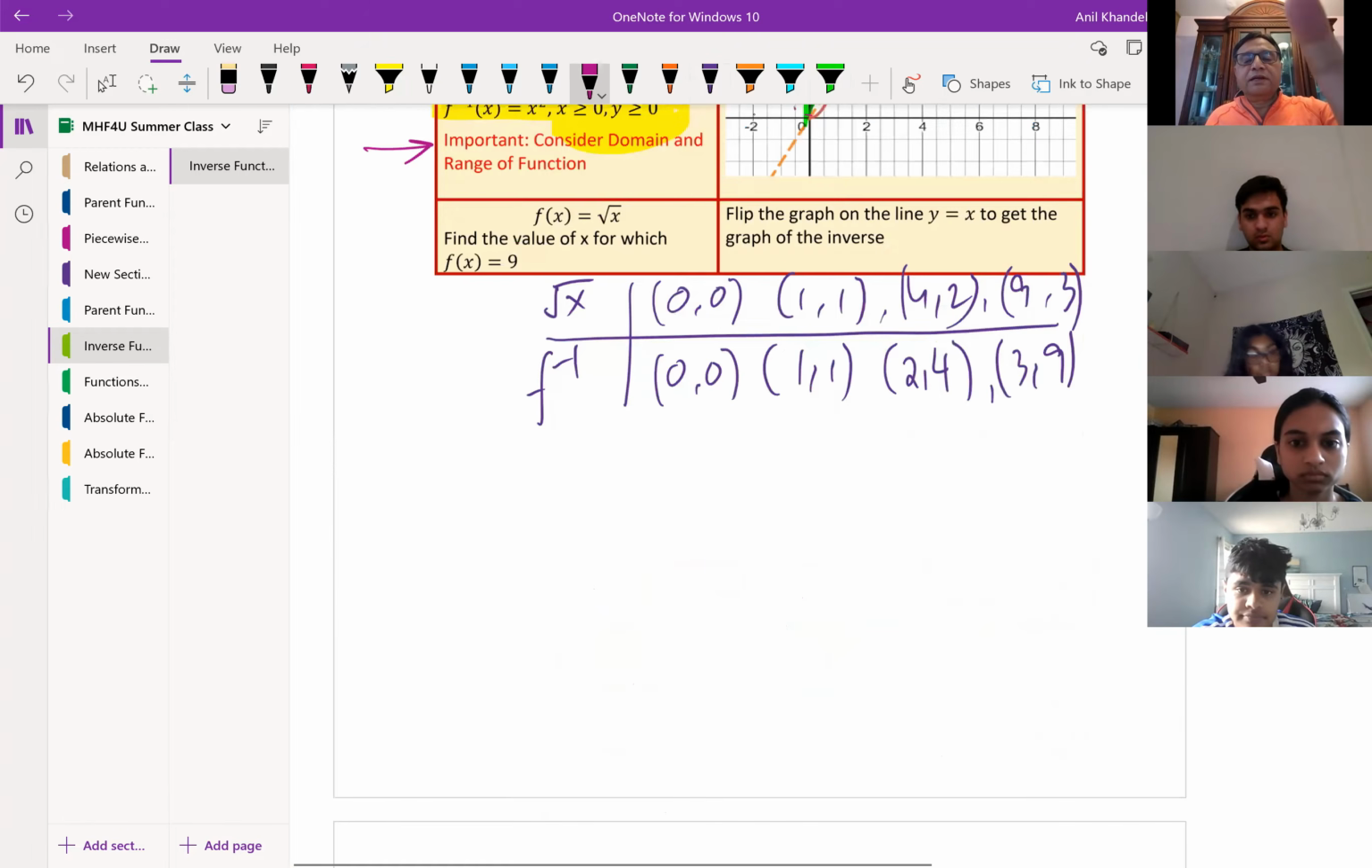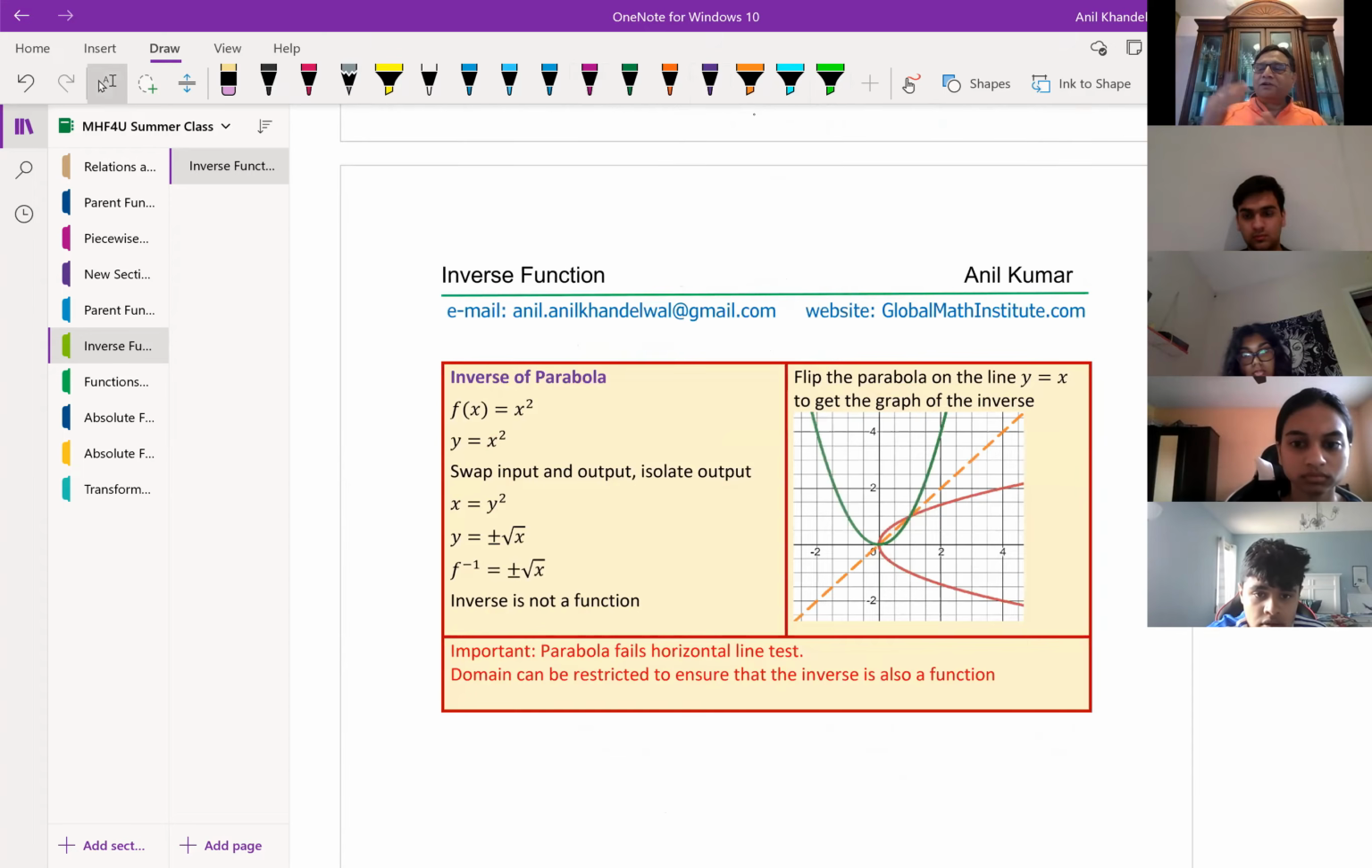Now here is another related question, which is kind of the reverse. We'll now work on a parabola. f of x is x squared. How do we find the inverse of this? Well, the process which we know is simple. We'll swap input and output. So instead of y equals x squared, I'll write x equals y squared. Now, let me isolate y.